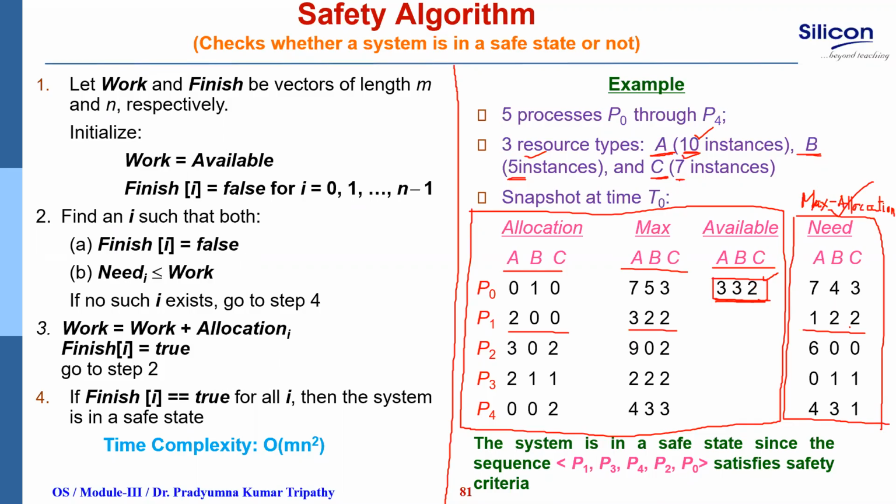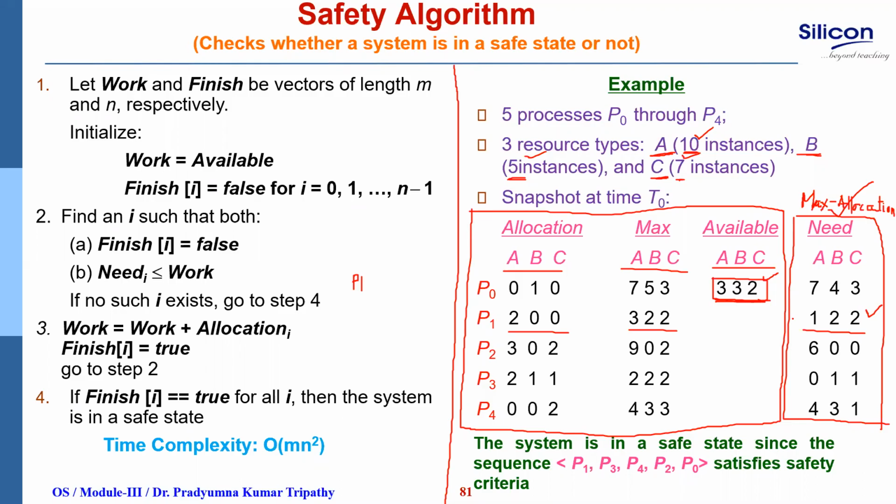So can we satisfy P1? P1 is 122. I have 332. Can I satisfy or not? Yes, sir. So I can satisfy P1. I am just writing over here. Suppose P1 is being selected. So for P1, I will allocate this. If I allocate this, what will happen?